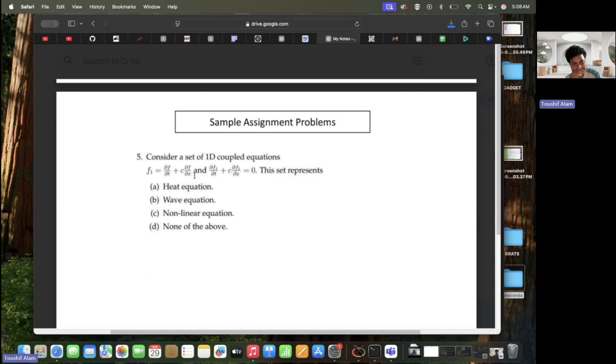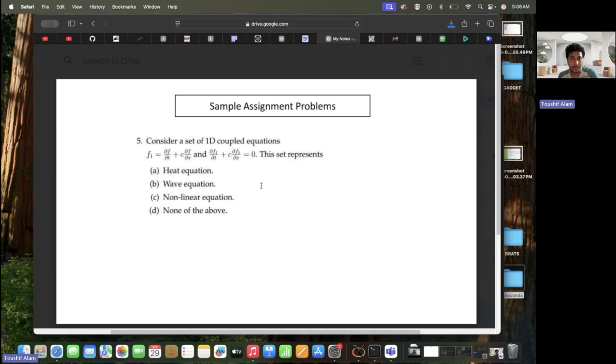So next, question number 5. Consider a set of coupled equations. Coupled equation means if one considers f1 and this is also a function of x and t. So if f1 is equal to this and this is equal to 0, this set represents a heat equation, wave equation, nonlinear equation, or none of the above. I think you can guess.